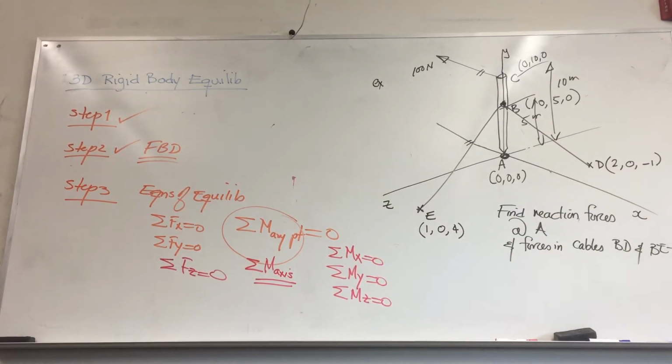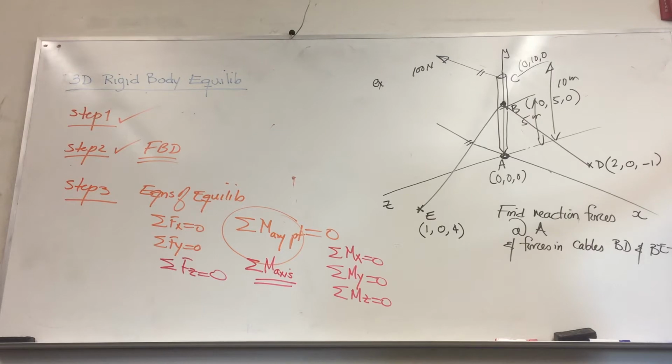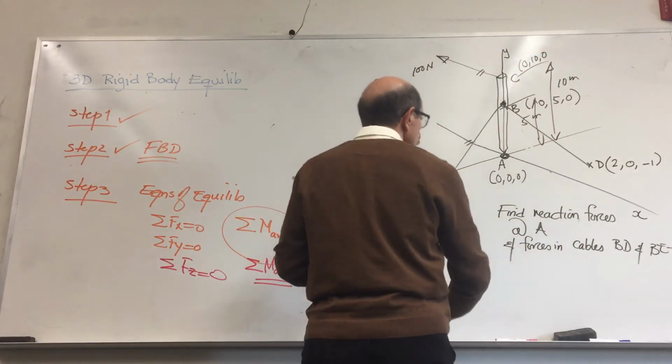The procedure is as follows, okay? I will try at least. Step 1 is, as I said, given. You already have the coordinate system. For step 2, you draw the free body diagram to make life easier. I'm going to do that here.